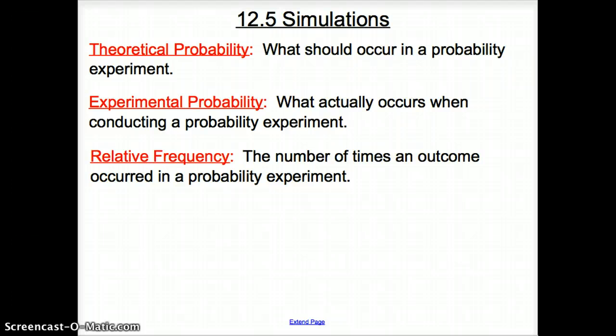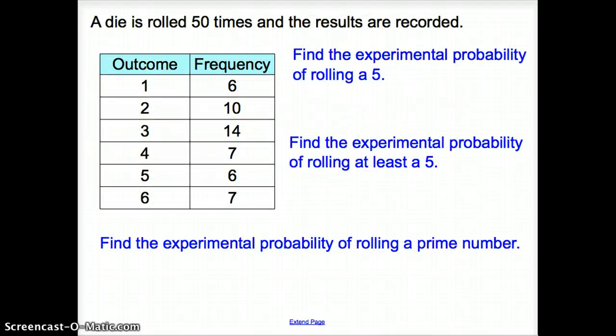So let's take a look at some. Here in our experiment, a die, which is a dice with how many sides? 6 sides, is rolled 50 times, and these results occur. So we are asked to find the experimental probability of rolling a 5. Well, here is the outcome, the 5. It happened 6 times. Well, 6 times out of how many total?